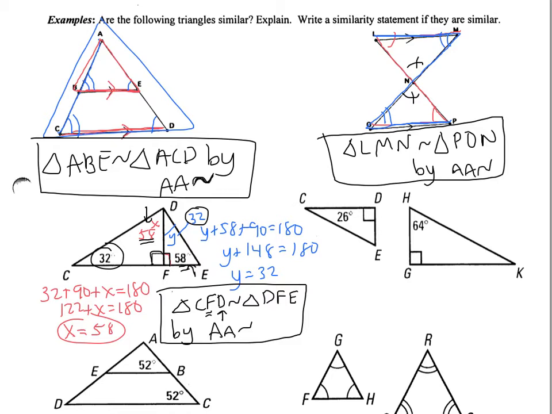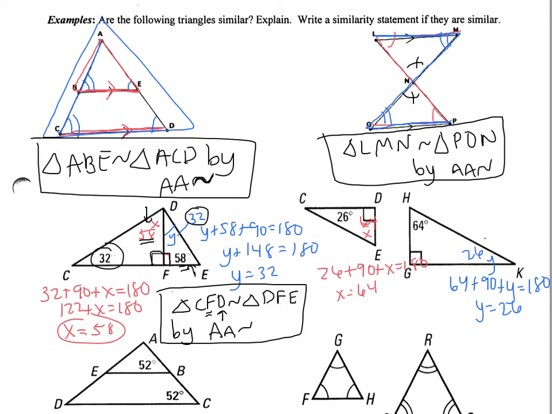Okay, looking at this example, the first thing you should have done is find the missing angles. So I have 26, add 90, add x equals 180. This is x. I get x to be 64. Triangle on the right, I have 64, add 90, add y equals 180. This is y. I get y to be 26.